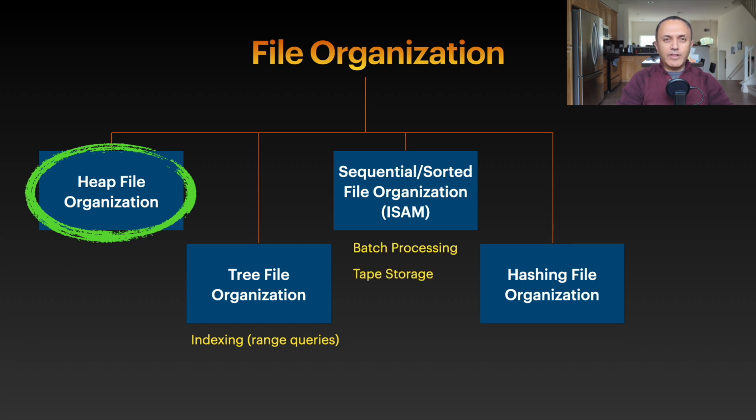Sequential or sorted file organization, sometimes referred to as ISAM, is usually used for batch processing and things like tape storage. We're not really going to get into that. That's a very old-fashioned kind of organization. And then there's also the hash file organization. It's a different type of index that is mostly used for equality predicates or equality queries. So again, we're going to focus for now on the heap file organization, which is used for our data pages.